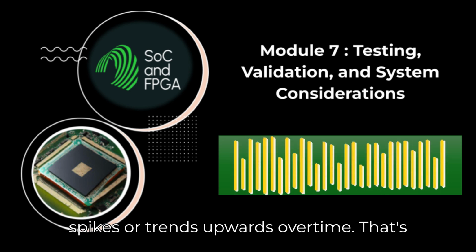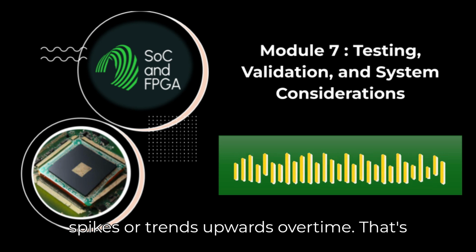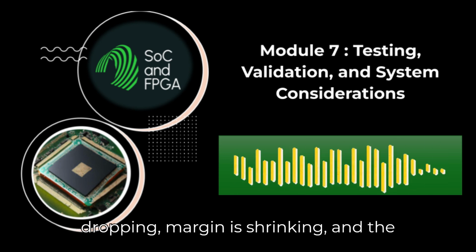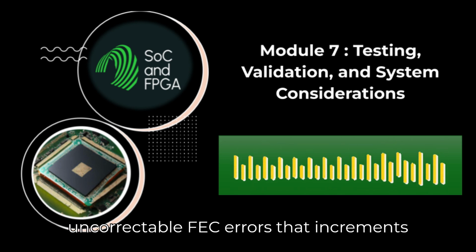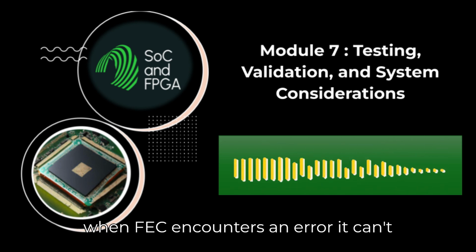But if it suddenly spikes or trends upwards over time, that's your early warning. Raw signal quality is dropping, margin is shrinking. And the uncorrectable FEC errors. That increments when FEC encounters an error it can't fix.